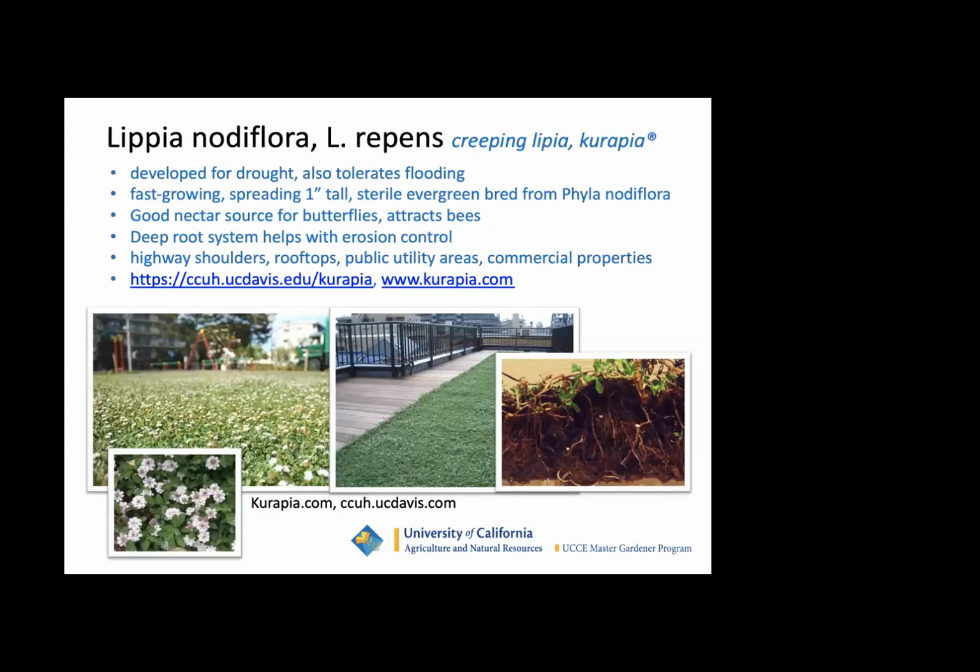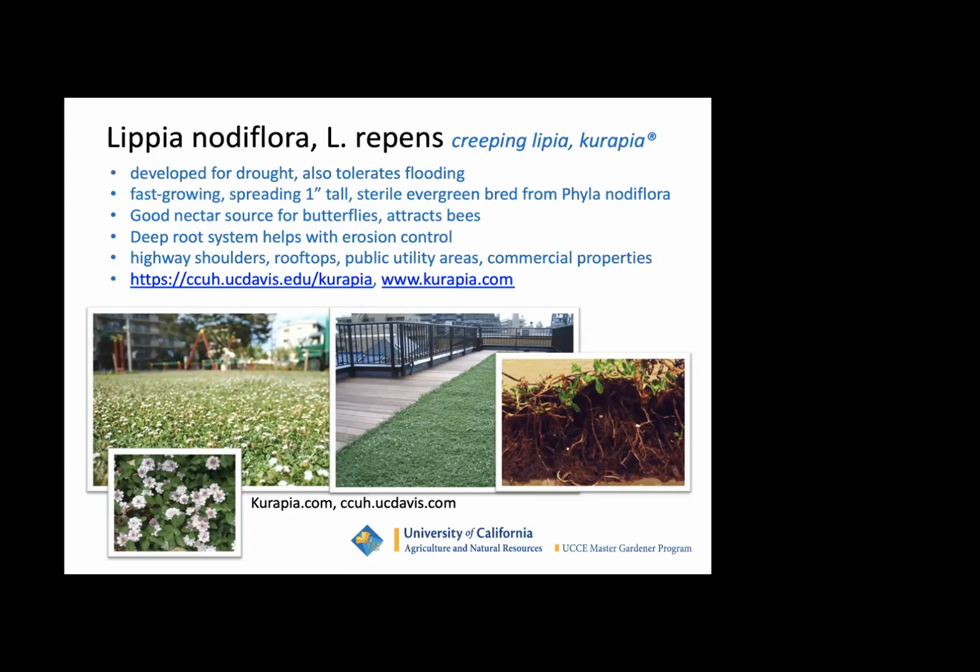And similarly, there's a plant that was developed through UC Davis and I think some others. Anyway, it's called Carapia, and it's super durable. It takes drought as well as flooding. It's super fast growing. It's just 1 inch tall, but it'll spread out a little bit. And it's sterile, meaning it's not going to seed in other places, so you don't have to worry about that. It's an excellent nectar source for butterflies, and it attracts bees.